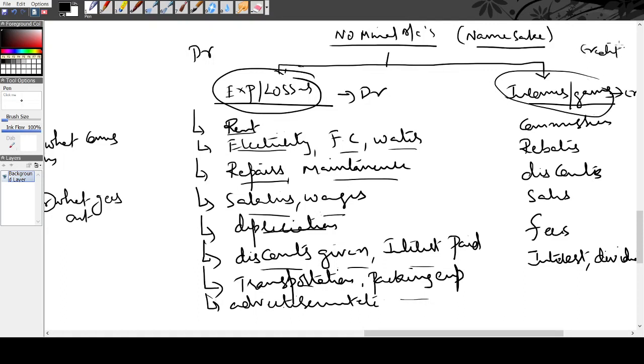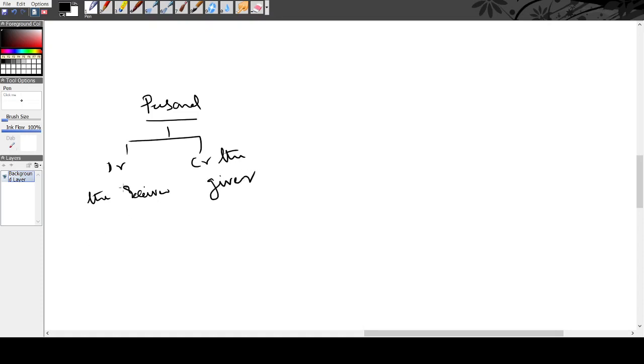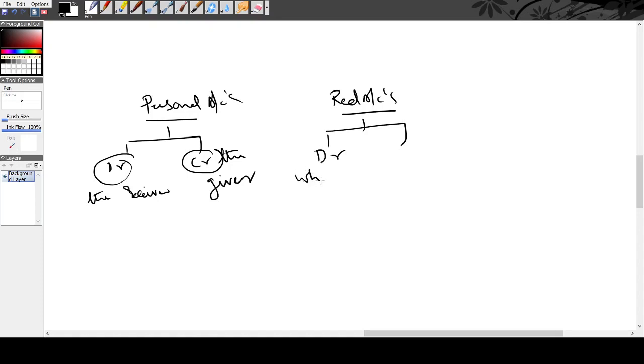So these are the golden rules of accounts. I'll summarize them once again. Personal account rules are debit the receiver, credit the giver. When the person owes money to business, he has to be debited. When the business owes money to the person, he has to be credited. Real accounts, assets. Real account rules are debit what comes in, credit what goes out.